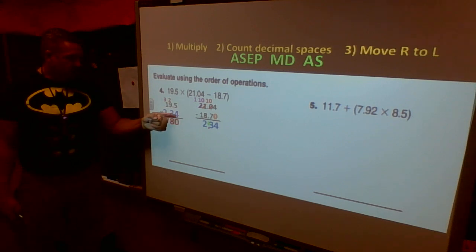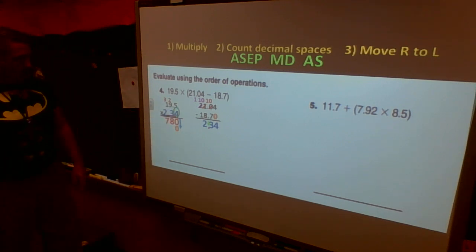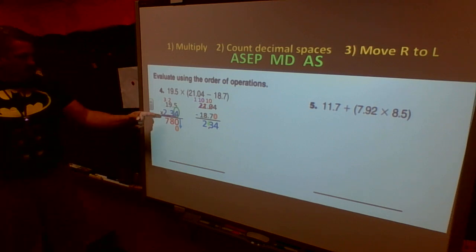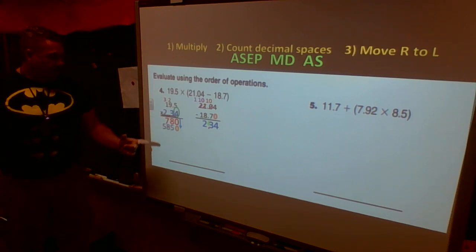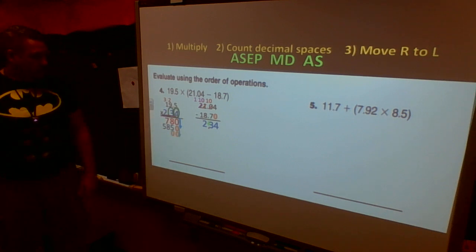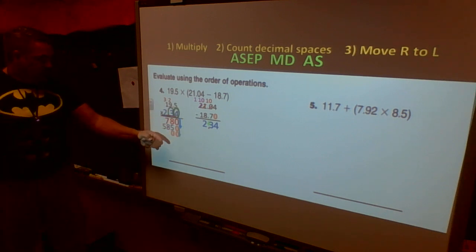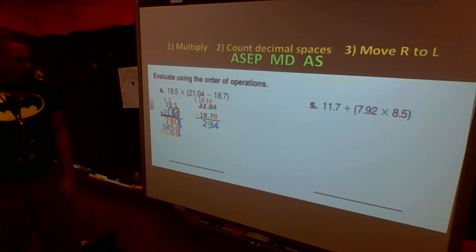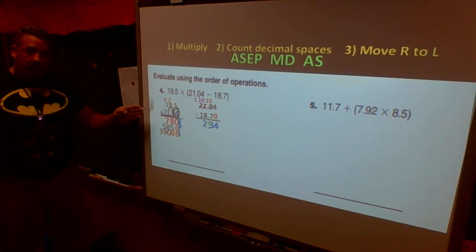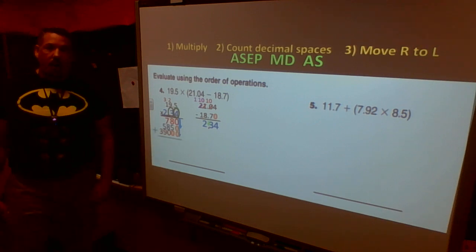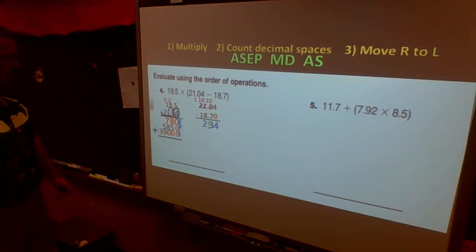Second number tells me 2. Bring down a 0. I hold my place value. Then I can multiply by my 3. I get 585. My third number tells me 2. Bring down 2 zeros. Then I can multiply by my 2. I get 390. Those allow me to line everything up where they can go so that when I add them, I'm going to get the right answer.